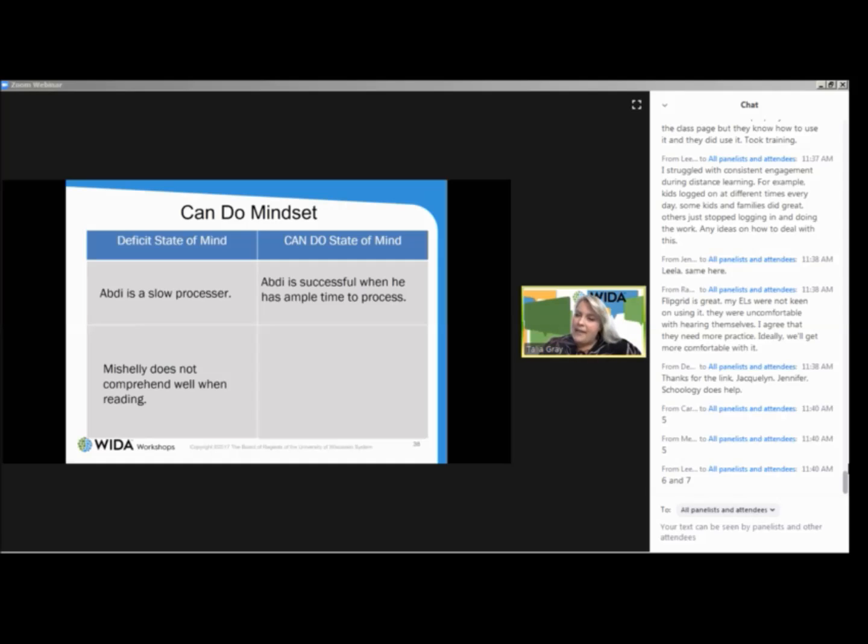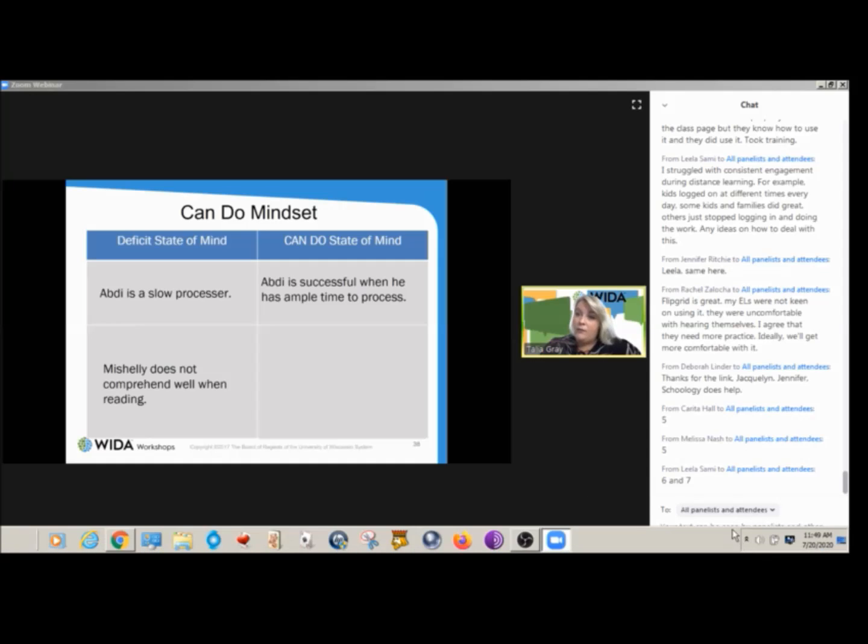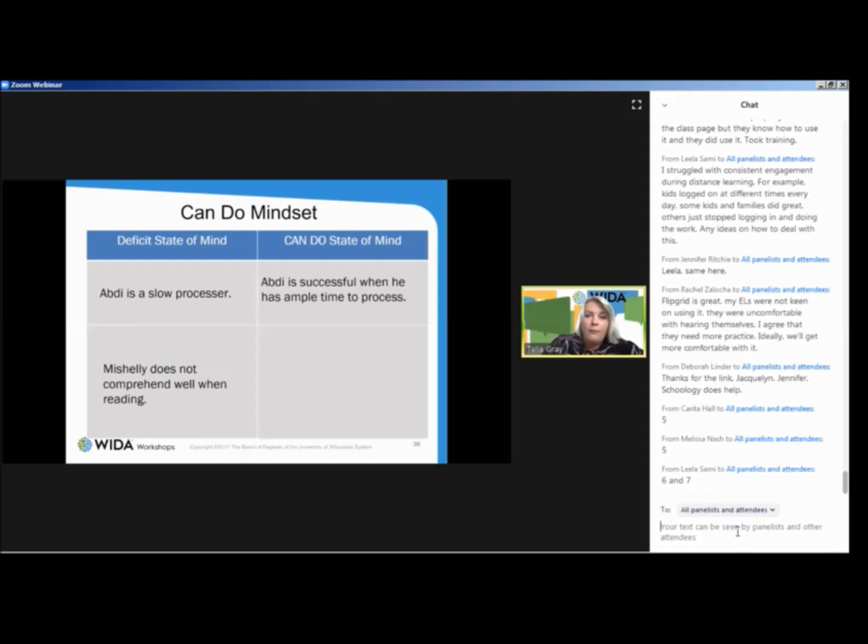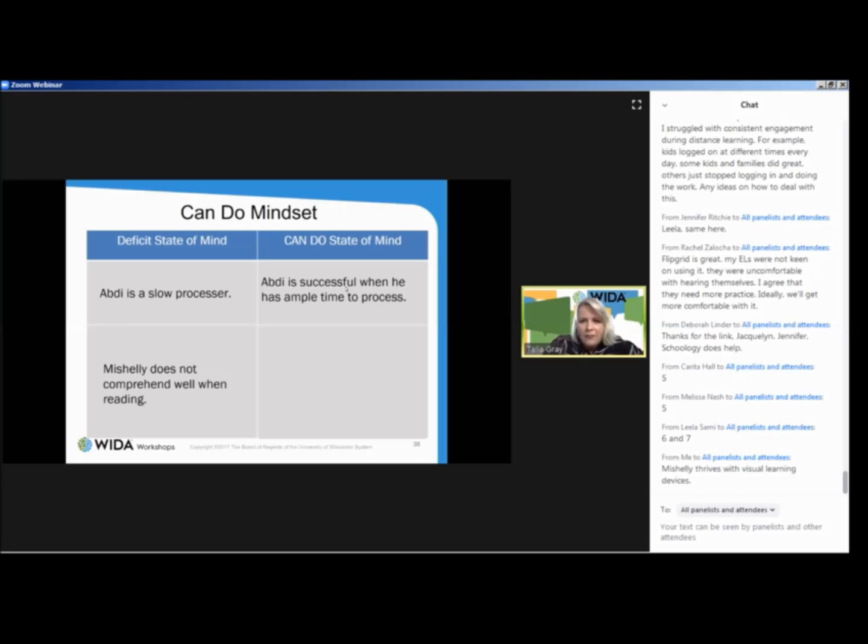What are some asset-based language that we could use to describe Michelle, who does not comprehend well when reading? Oh, someone has raised their hand. Two people. Okay, I'm looking for the raised hands here. Three raised hands. Okay, let's see. Deborah, will you open your mic and share with us? Oh, maybe she didn't have her hand raised.